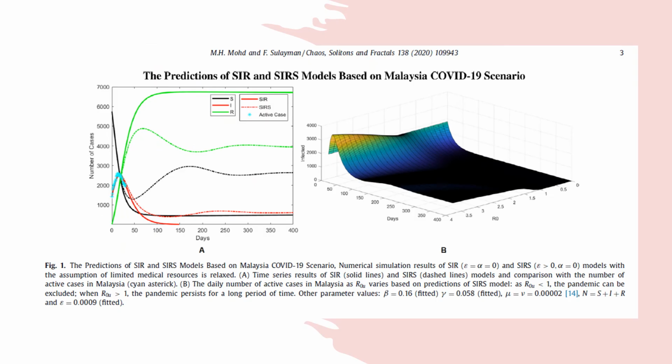This is page 3 of research article 1, whereby we take the fitted parameter values from here for the coding in Notepad. Beta equals 0.16, gamma equals 0.058, mu and nu equal 0.00002, epsilon equals 0.0009.